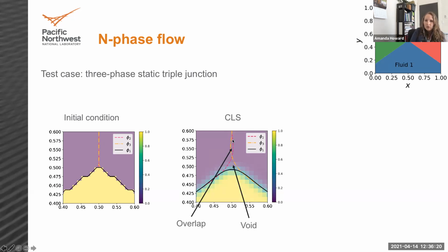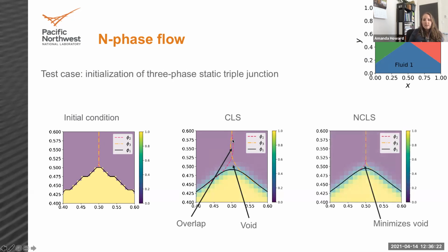So that's not physical. But if we do the same thing with our method, we're minimizing the void. The void is on the order of the grid spacing. It will get smaller if you increase the resolution, and we're not seeing those overlaps. We do have the diffuse interface between the phases, which is what we want, but it is really tight. So it transitions from one fluid to the other over a couple grid cells.